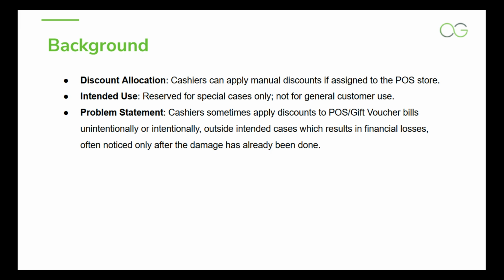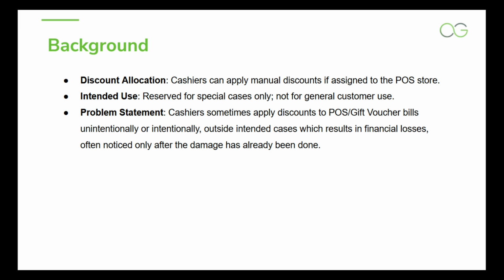To resolve these issues, we are implementing a new process that requires approval from an assigned individual or approver before manual discount can be applied to a POS or GV bill, whether at the item level, bill level, or both. The designated approver will receive a text message containing the bill details and a unique OTP, which shall be communicated with the cashier, and the cashier must enter this OTP to authorize and apply the manual discount in the POS bill or GV bill.